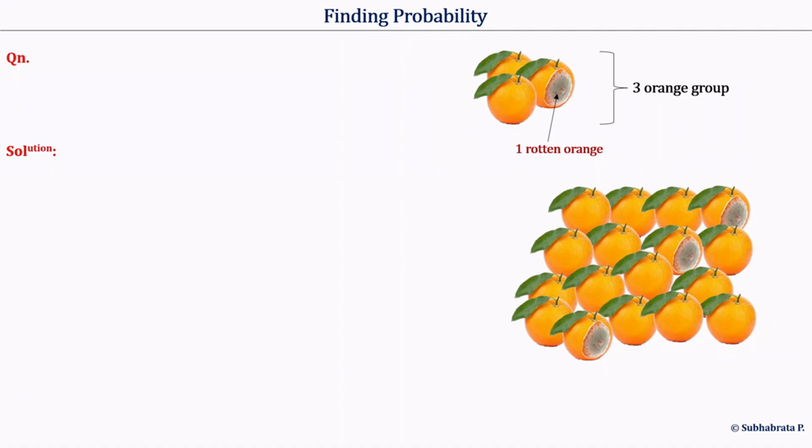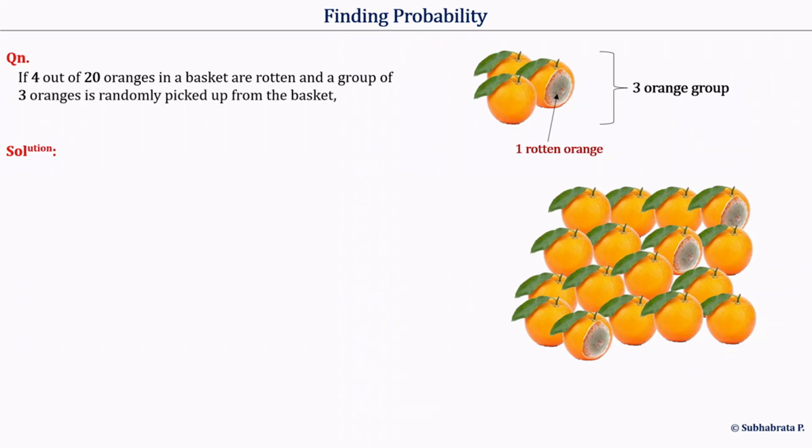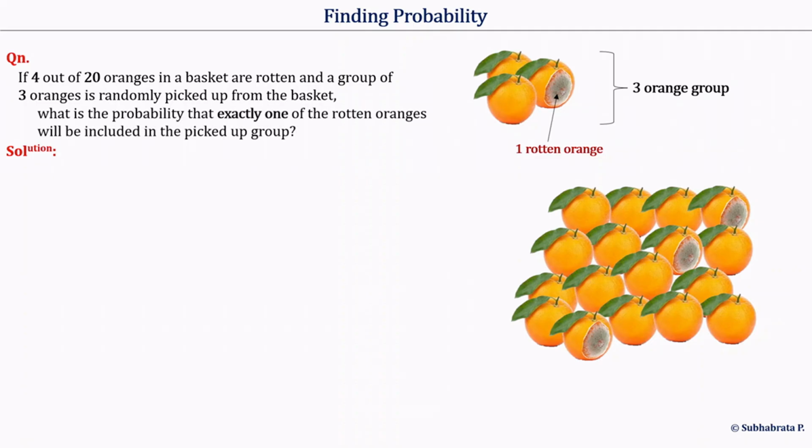So here formally the question is, if 4 out of 20 oranges kept somewhere in a basket are rotten, and if we pick up 3 oranges randomly from the basket, what is the probability that we will include 1 rotten orange in the group of 3 oranges we pick up? Let's try to find the solution.